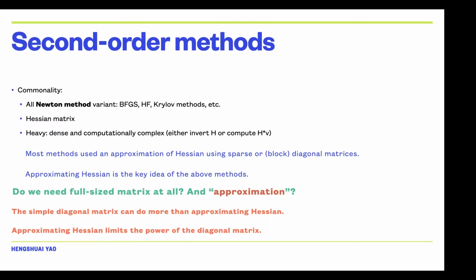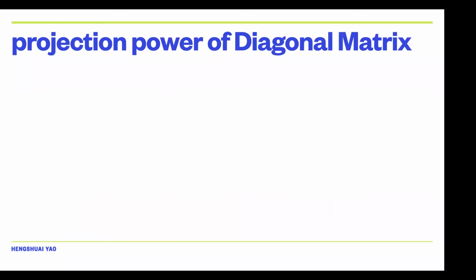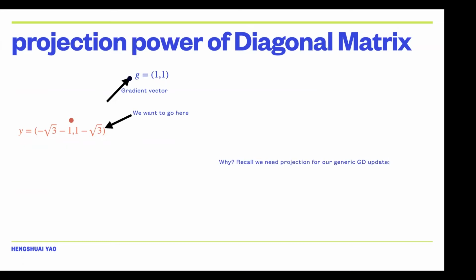Okay, now we are ready to discuss the projection power of the diagonal matrix or diagonal step size. Suppose we have a gradient vector G, and we want to move G to a target vector denoted by Y. You may wonder, why do we want to go there? Because remember, we need a projection for our generic gradient descent update, so some sort of Hessian inversion is going to be computed.